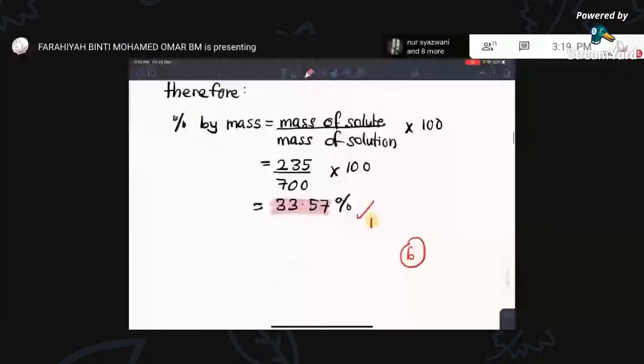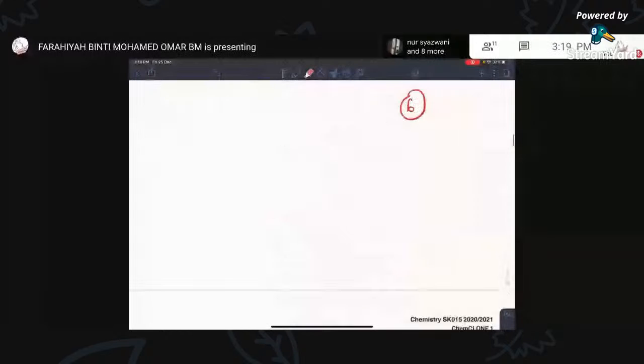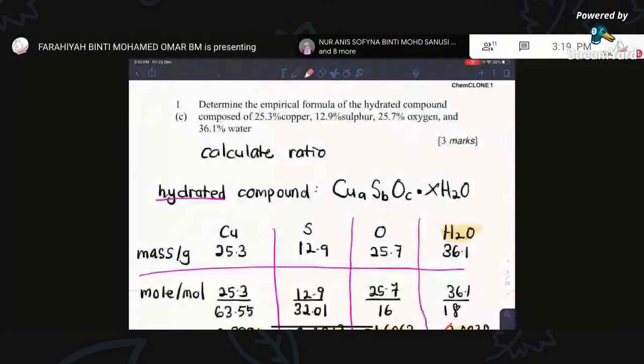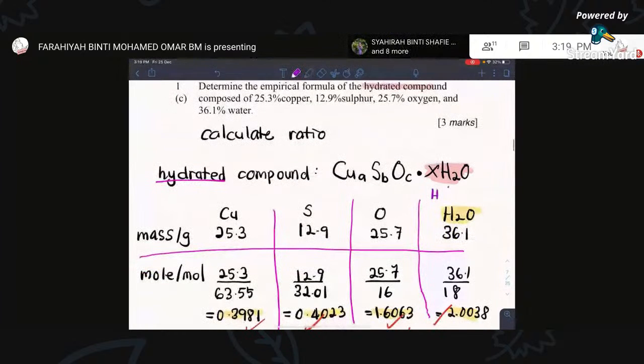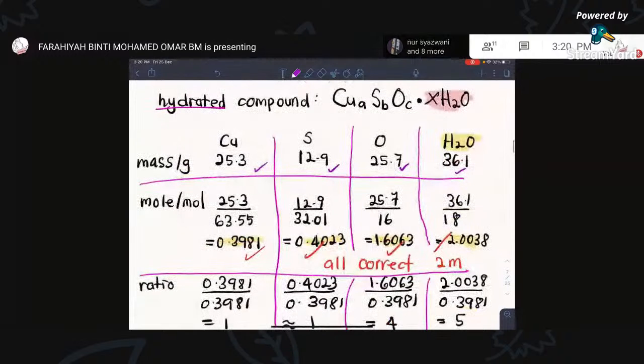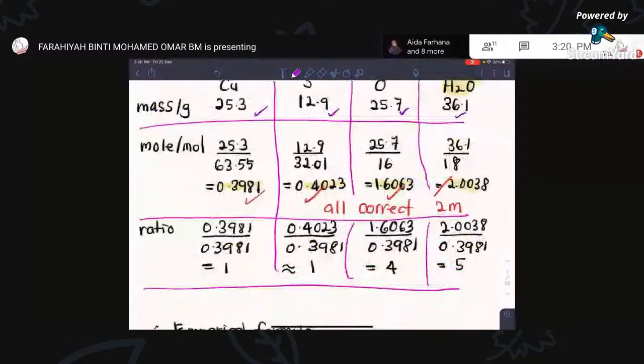Okay. And then next, determine the empirical formula of the hydrated compound. Definitionnya, saya nak kamu tahu hydrated compound adalah X.H2O. Okay. So, dia bagi kamu percentage copper, sulfur, oxygen and water. Okay. So, sebab you dah tahu hydrated, you tak payah pecahlah water ni kepada hydrogen and oxygen. Okay, you just biar je maintain H2O. Okay, so you daripada percentage, you akan tukarkan kepada mass. Okay, you just tulis balik je lah kan, mass. And then you tukar kepada mole.